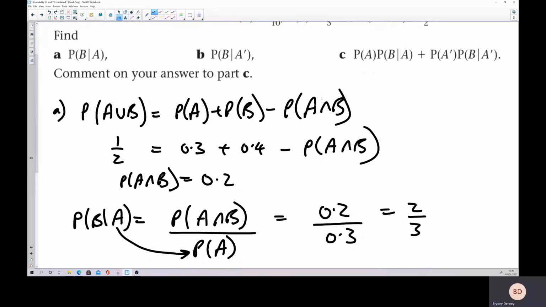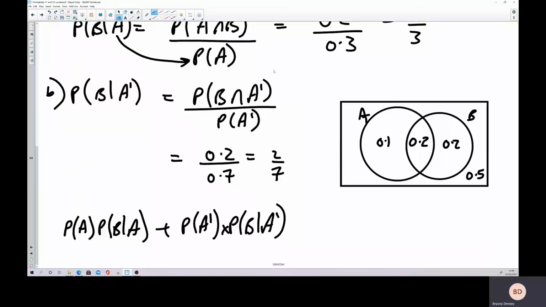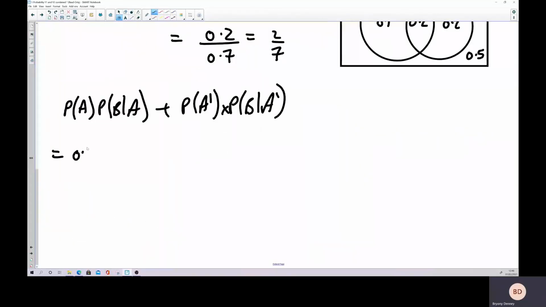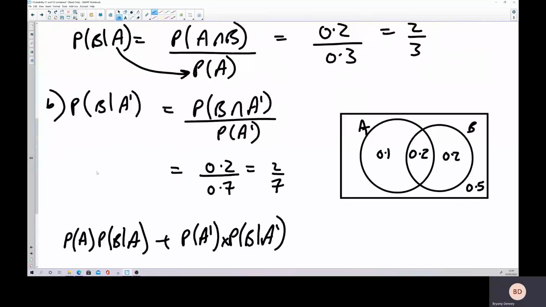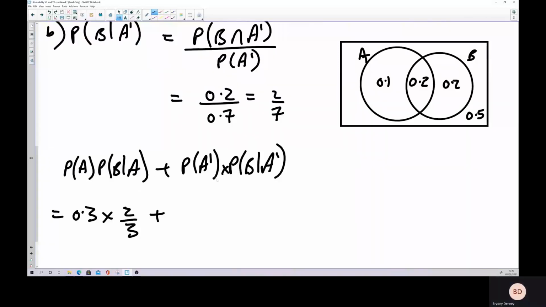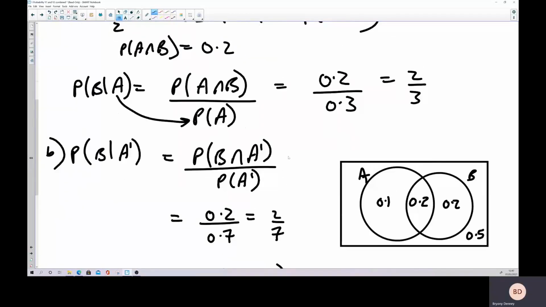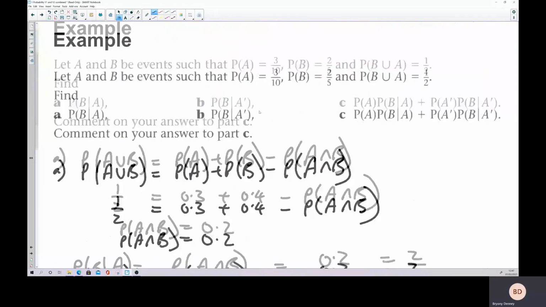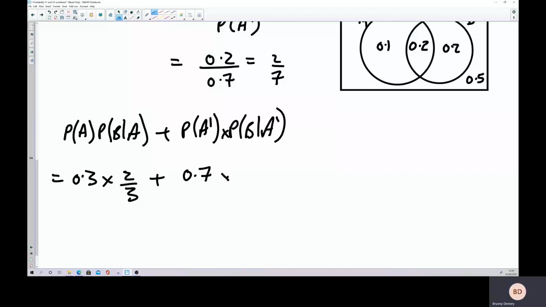Okay, so probability of A is 0.3. Probability of B given A, we've worked out as 2/3. Probability of not A is 0.7. Okay, so it's just 1 minus the probability of A. So 1 minus 3/10, or 0.3, 0.7. And then the last bit, the probability of B given not A. So that was 2/7 there. So we have 3/10 times 2/3 plus 7/10 times 2/7.